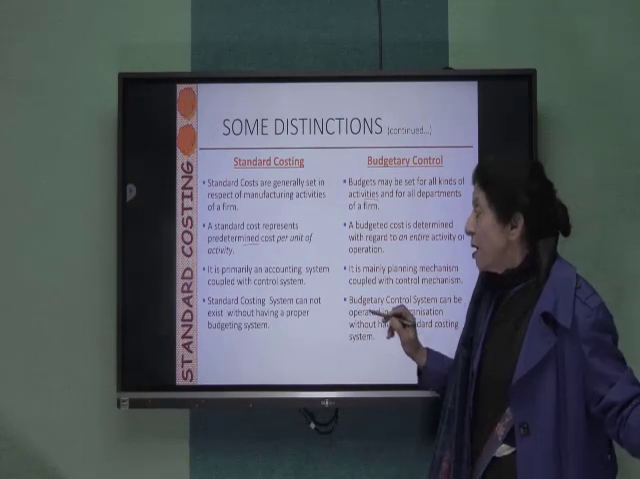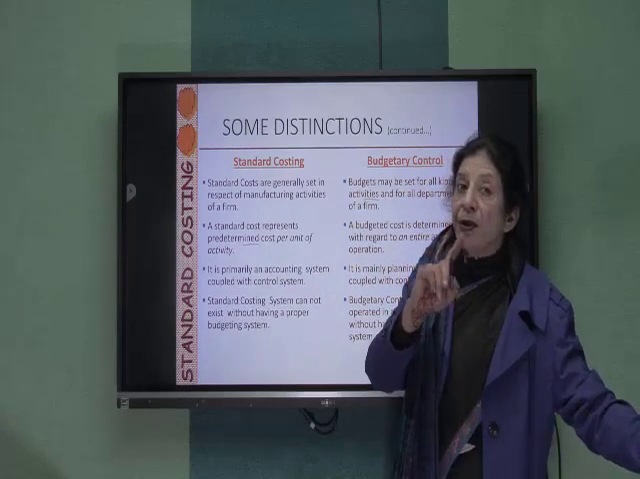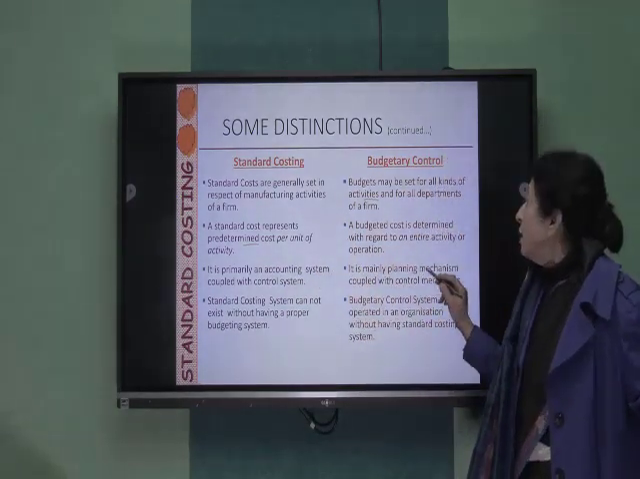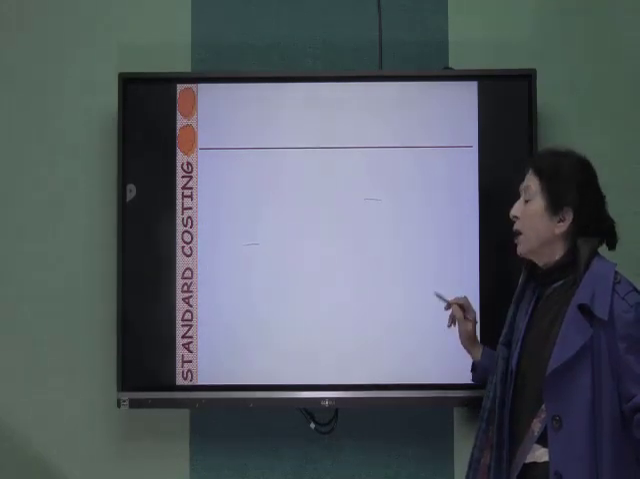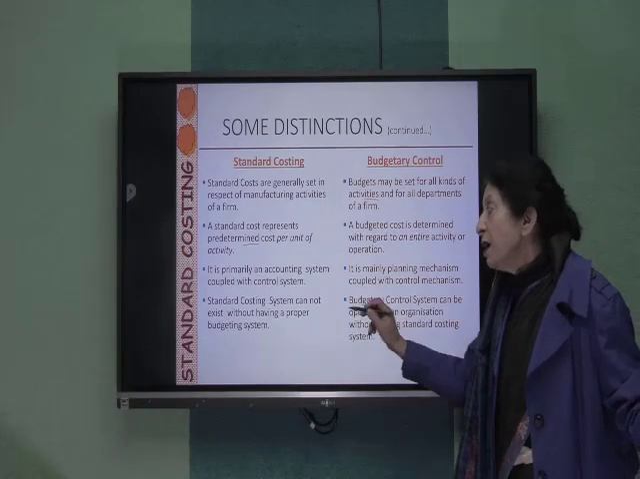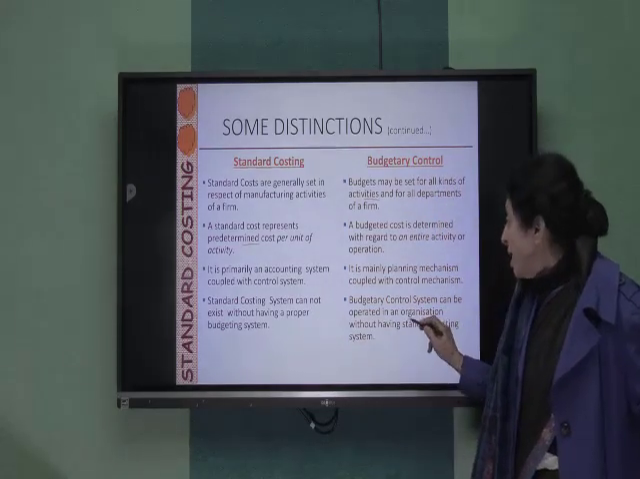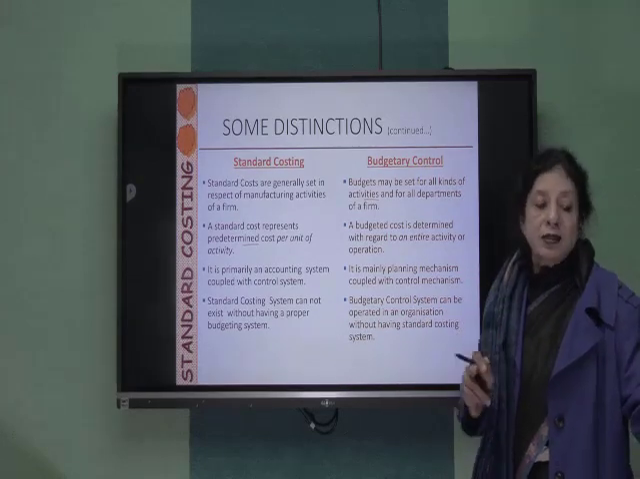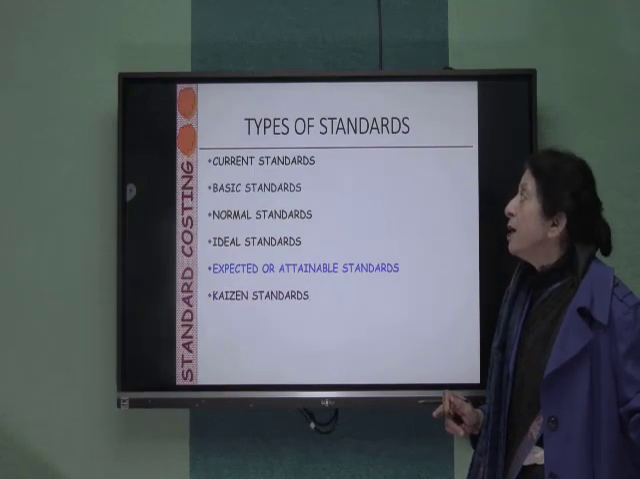Okay, standard costing is primarily in the accounting system. Here I'll be trying to find out the variances, but in budgetary control I'll be trying to find out the planning mechanism with respect to the control mechanism. Okay, that is the main difference. Standard costing cannot exist without the budgetary system, but yes, budgetary control can exist even without the standard. These are the main differences which you should really understand.